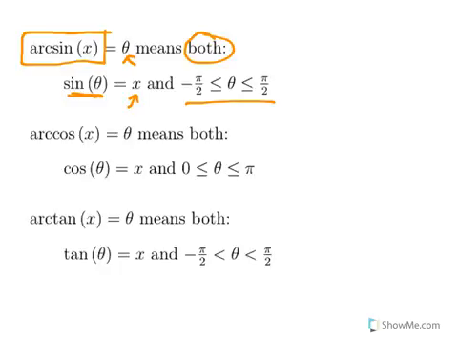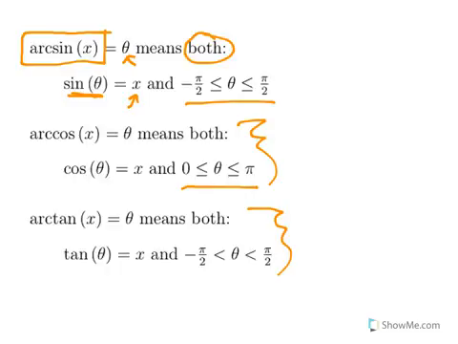And similarly, arccosine of x equals theta means that cosine of theta equals x, but theta is the angle whose cosine comes out to x, and it's the angle between 0 and pi. I'm in the first quadrant or the second quadrant. And then finally, arctangent. So I'm going to try to illustrate what these are saying with some examples.